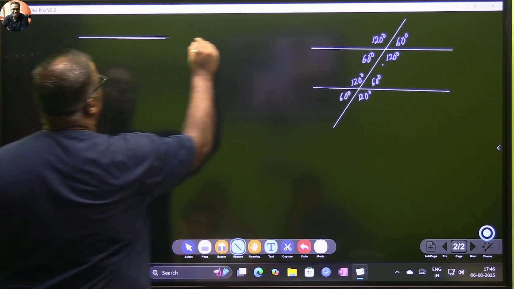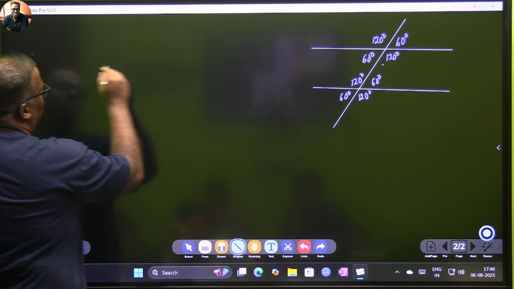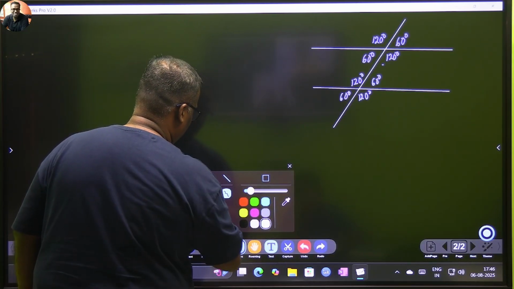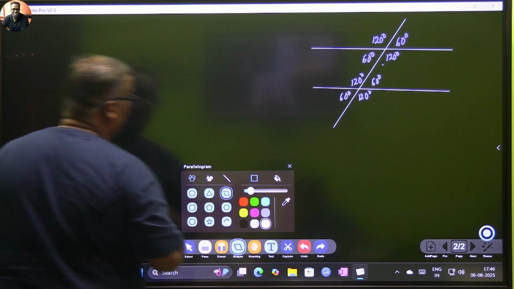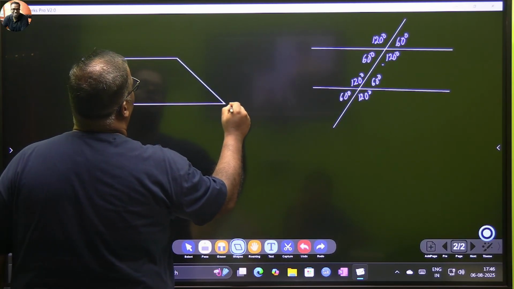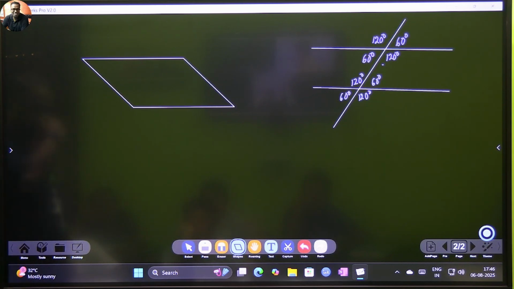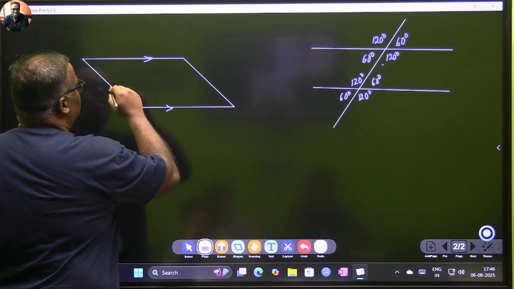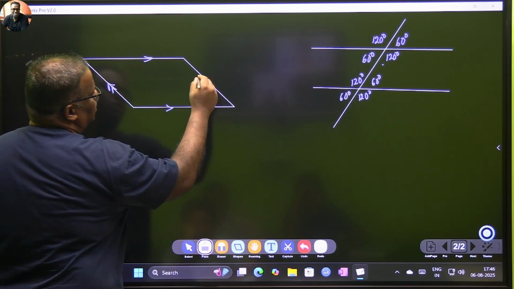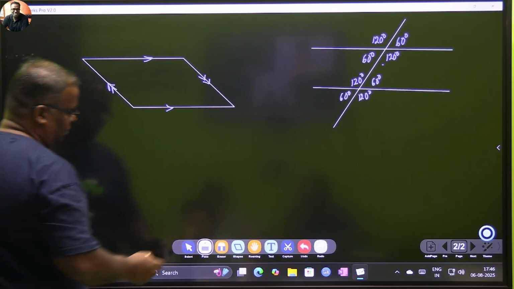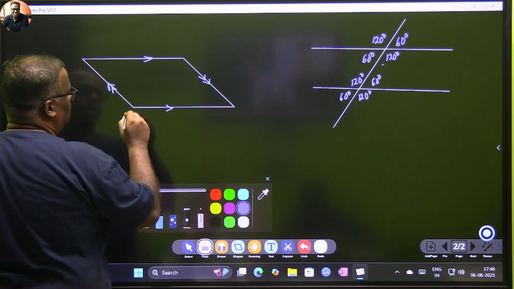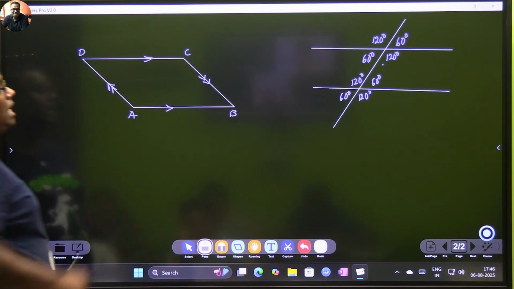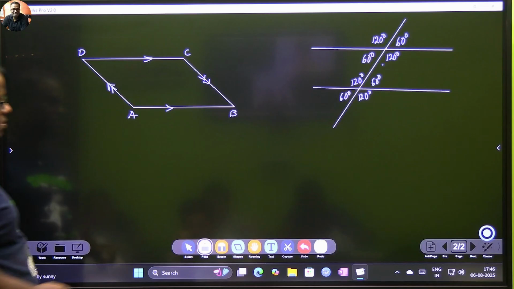Now if you see a parallelogram, let's say, do I have a diagram of a parallelogram? Yeah, we have a parallelogram. Okay, so this is a parallelogram, right? In this parallelogram, the opposite sides are always parallel to each other. So let me name this A, B, C, D, and I'm considering AB parallel to CD.